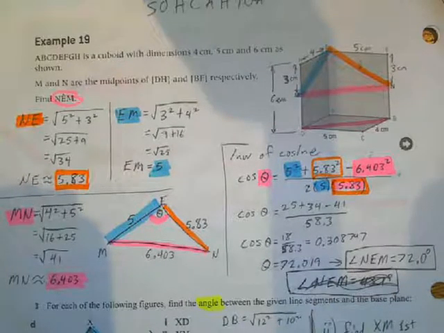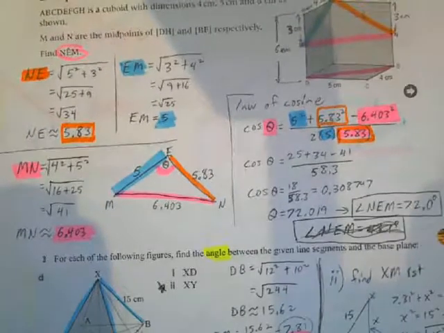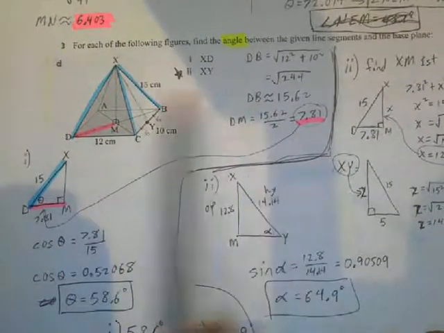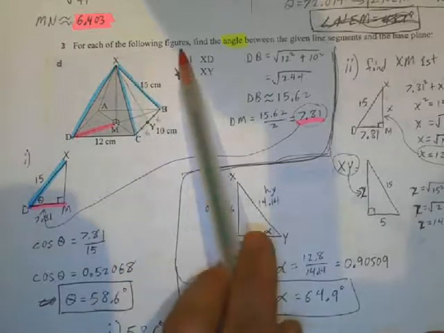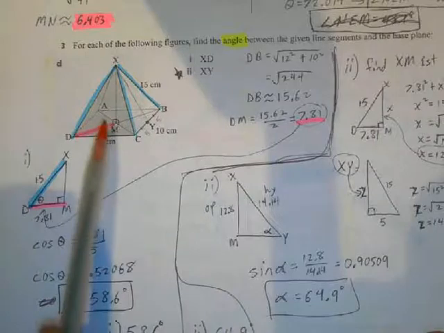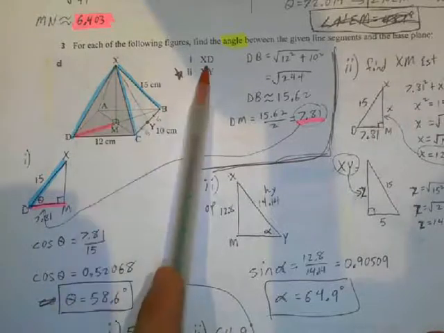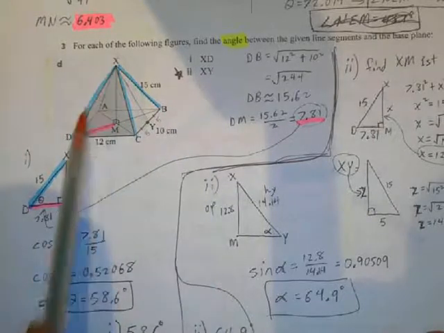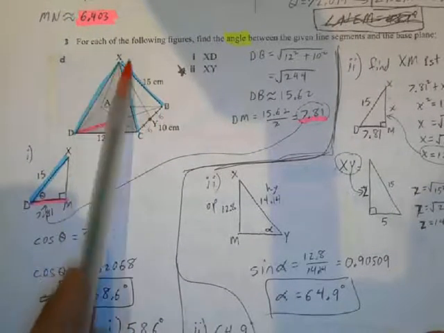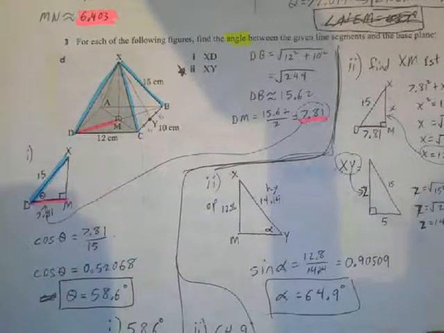Okay, next problem. You may want to hit pause if you need more time to think about this. Okay, question 3. For each of the following figures, find the angle between the given segment and the base. The first given segment is XD, which is the edge of the pyramid, and from the picture here, we can see the edge of the pyramid is 15.